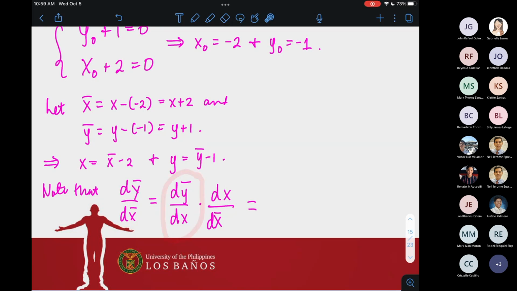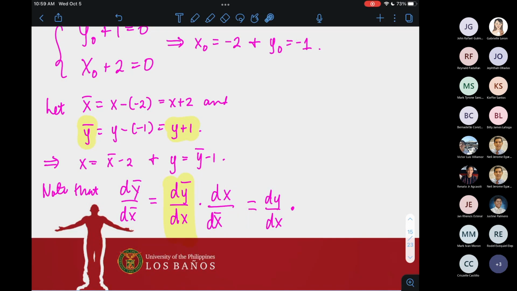Because I know what y bar is. I know that y bar is equal to y plus 1. Tapos para makuha itong first factor na to, kailangan ko lang i-differentiate si y bar with respect to x. But again, y bar is equal to y plus 1. So the derivative of y bar with respect to x is the same as the derivative of y plus 1 with respect to x. And the derivative would be dy over dx plus 0, right? Differentiate ko lang to with respect to x. Times, second factor would be the derivative of x with respect to x bar.